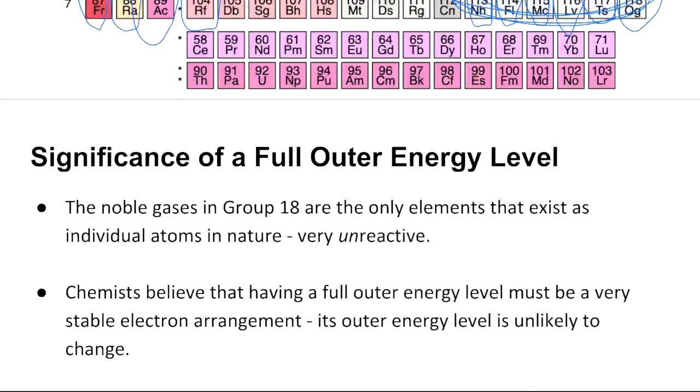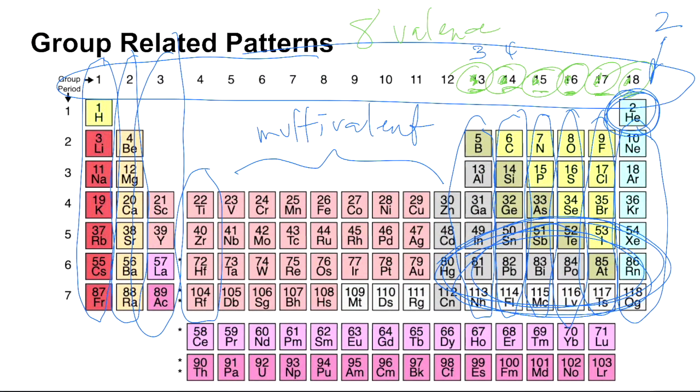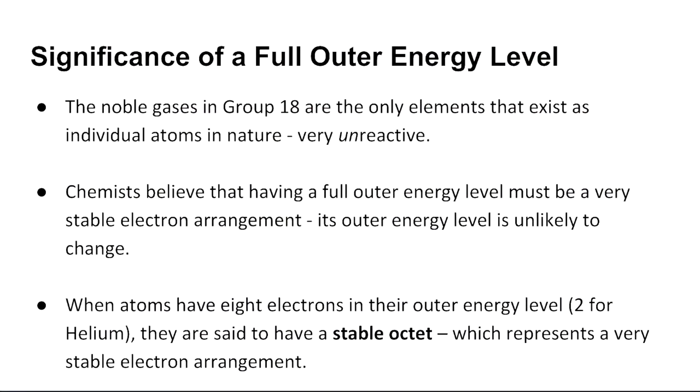Moving on. Now, the significance of a full outer energy level. The noble gases, group 18, that's right here, they have a full energy level. So they are very unreactive, or as others will say, they are inert. They don't react. You don't typically see them in bonds. You don't see neon bonding with oxygen or with sodium or potassium.